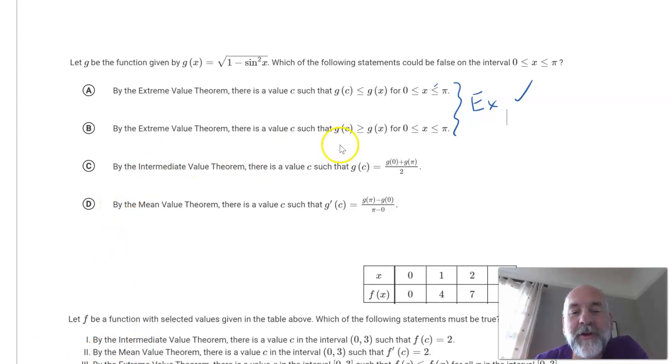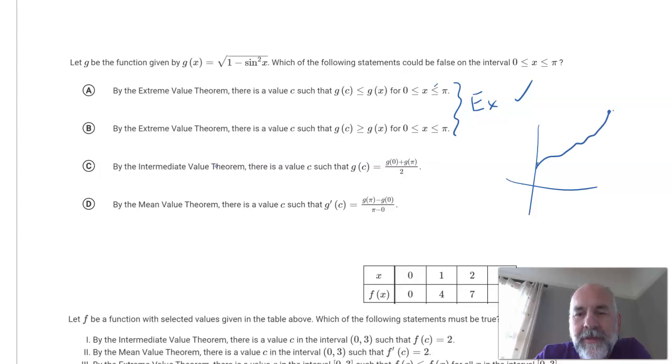Now the intermediate value theorem: there has to be a value c such that g of c is equal to g of 0 plus g of pi over 2. We know this is continuous, so the intermediate value theorem does apply. And if you think about it, whatever this function looks like, I don't have a graph of it, but I'm just making a graph, then we know that between 0 and pi it's continuous, can do the intermediate value theorem, and what it's saying is there has to be a spot where the y value is equal to the average of the two.